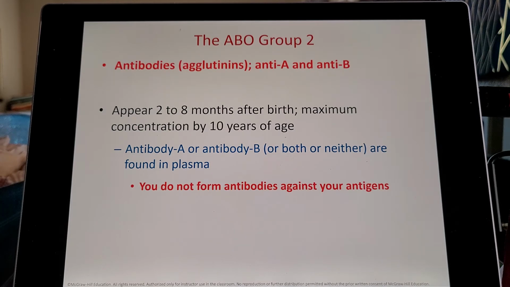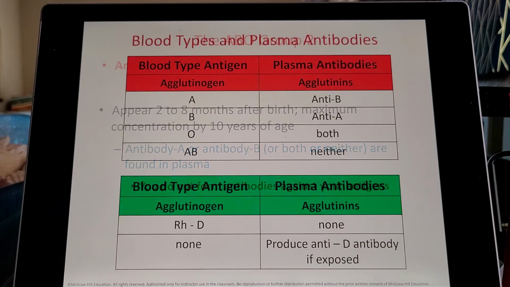Okay, looking at our... Okay, cool. Just double checking on our study guide.